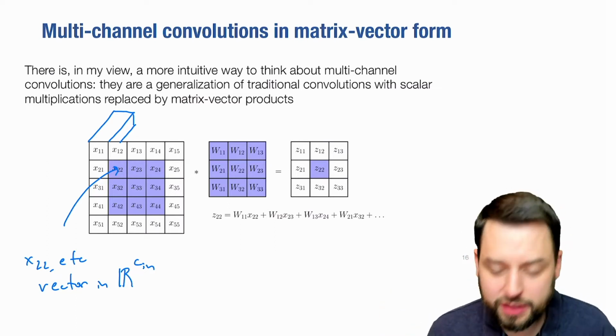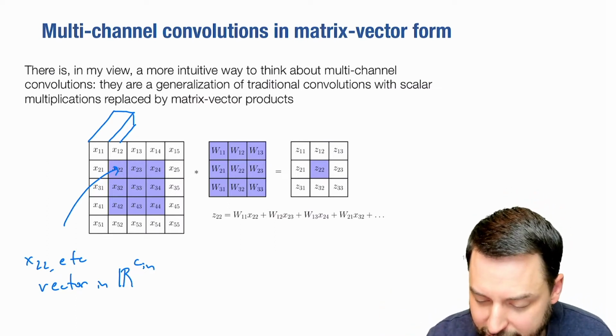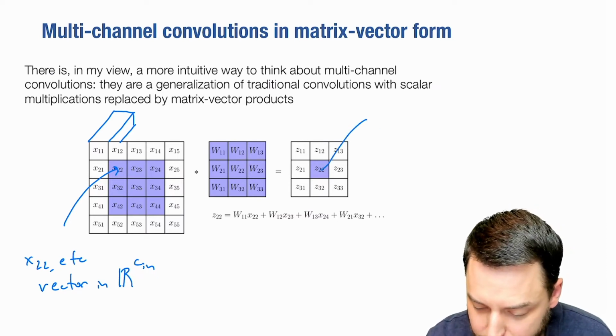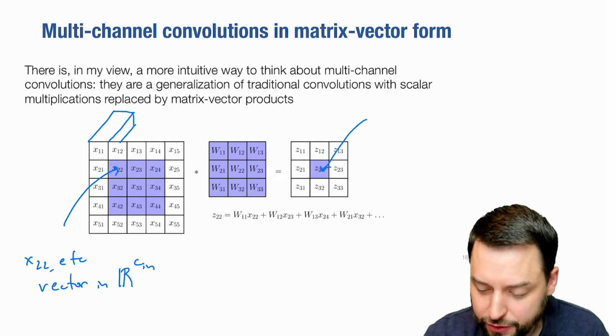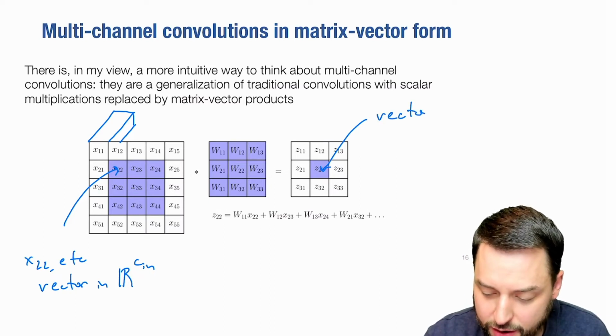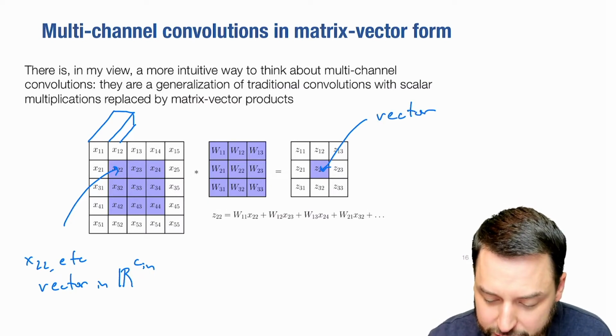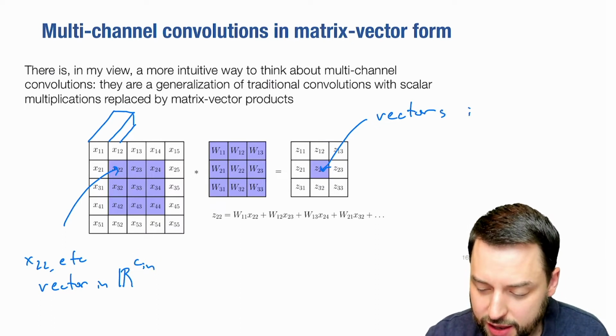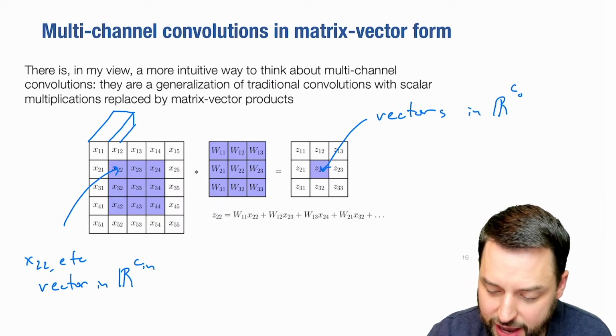Similarly, the outputs are also going to be vectors. In this one here, for example, these are going to be vectors not in the input channel size, but in the output channel size. So they're vectors in R to the C out.